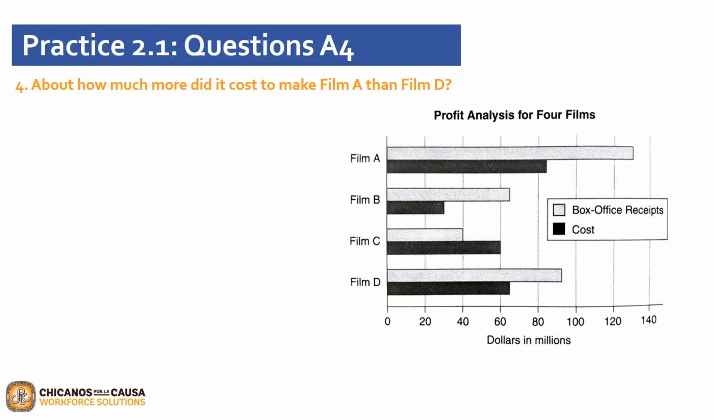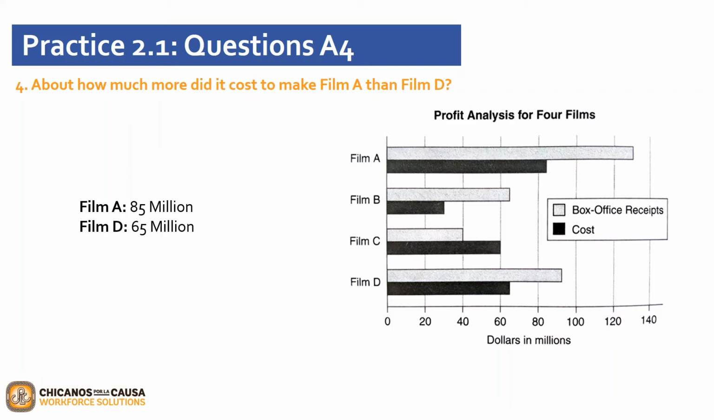It's asking us how much more, which indicates to us that this is a subtraction problem. So let's go ahead and look at our data. If we look at film A and the black bar, we can see that the cost itself was around 85 million. So it cost 85 million to make this particular movie. Let's look at the same information for film D. If we look at the black bar for film D, we can see that it lands around 65 million. So again, it cost 65 million to make this movie.